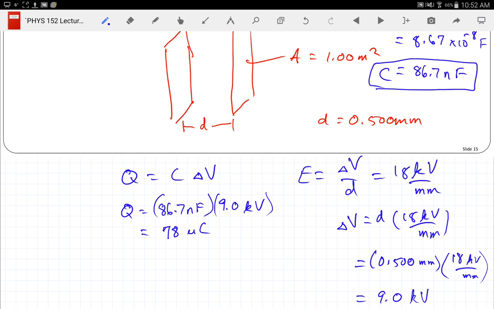Those are not in nano. Wait, times 10 to the minus, yeah, you're right. I did them in just there. 7.8 times 10 to the minus 4. So 780 microcoulombs.